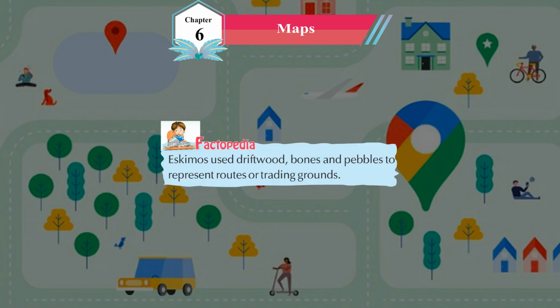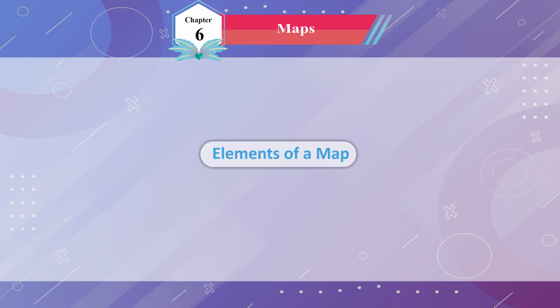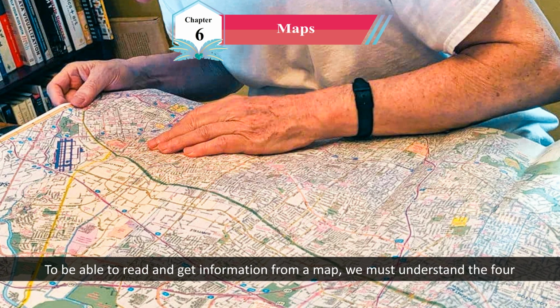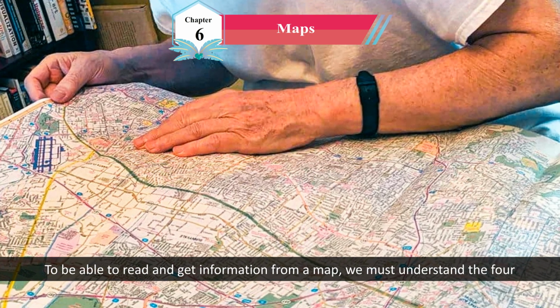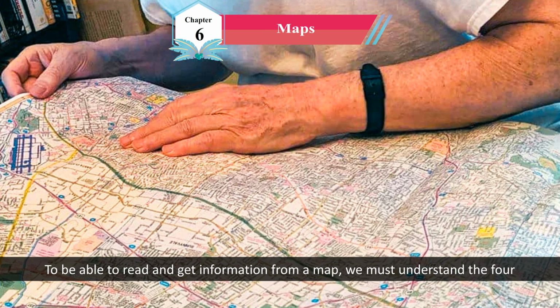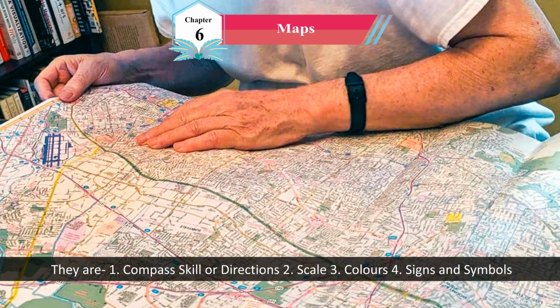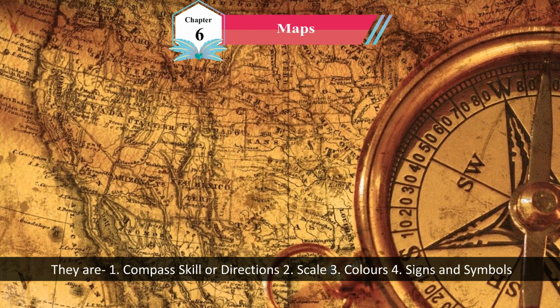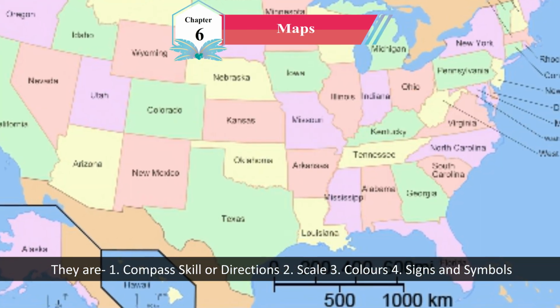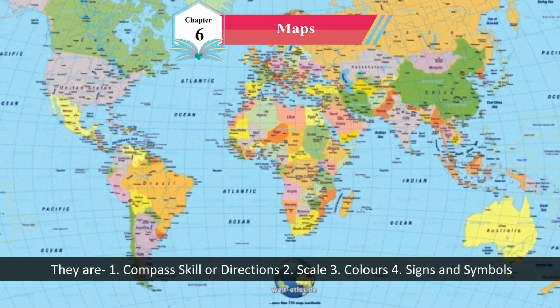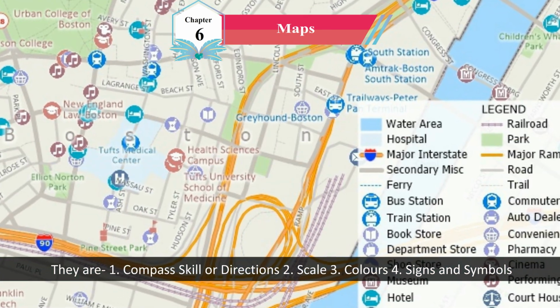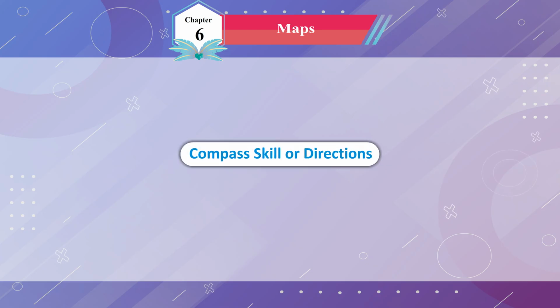Factopedia. Eskimos used driftwood, bones, and pebbles to represent routes or trading grounds. Elements of a map. To be able to read and get information from a map, we must understand the four most important elements of a map. They are: first, compass, skill, and directions. Second, scale. Third, colors. Fourth, signs and symbols.